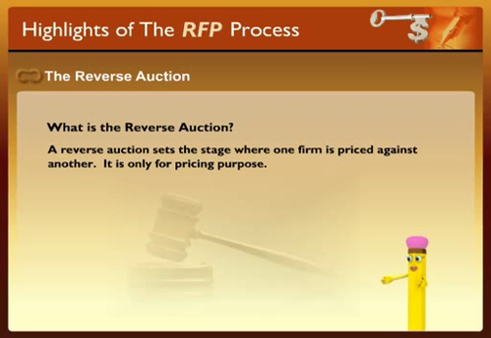A reverse auction operates similar to an online auction. The reverse auction sets the stage where one firm is priced against another. Normally, the lowest bidder is awarded the contract, but not always. The company has to decide if the lowest bid can in fact deliver as promised.